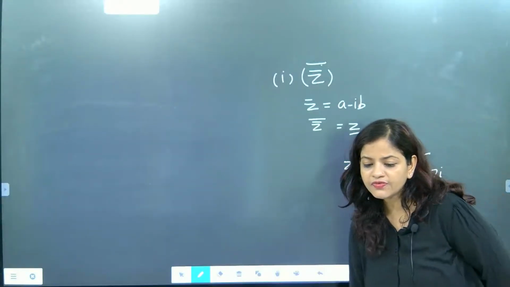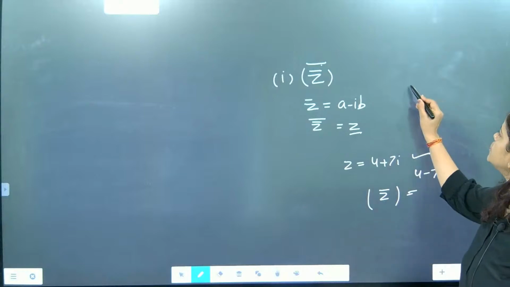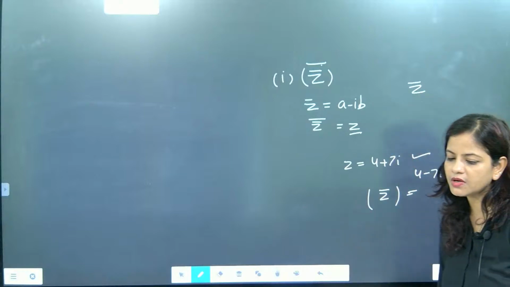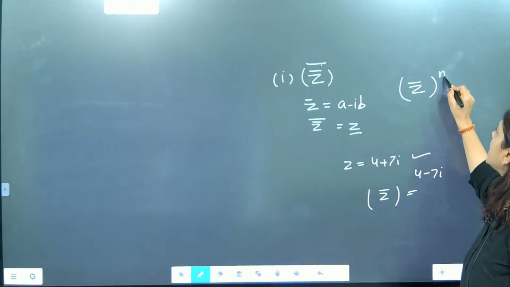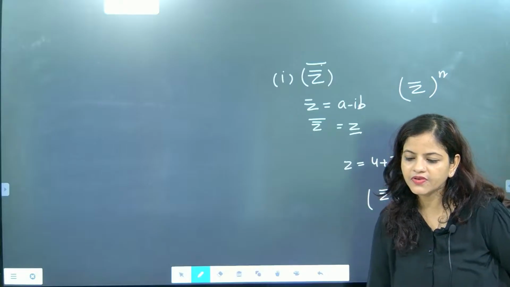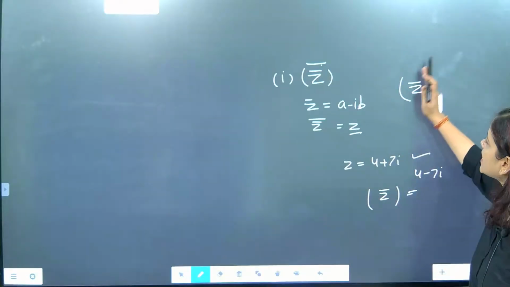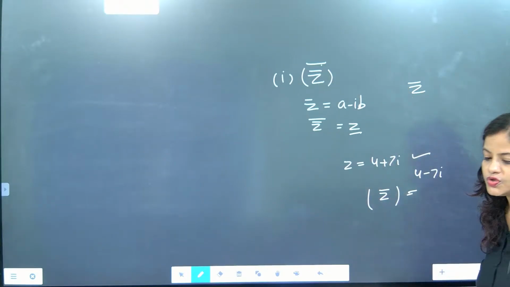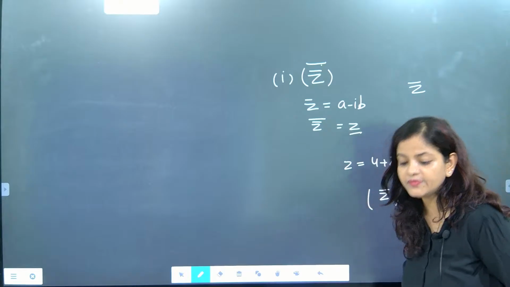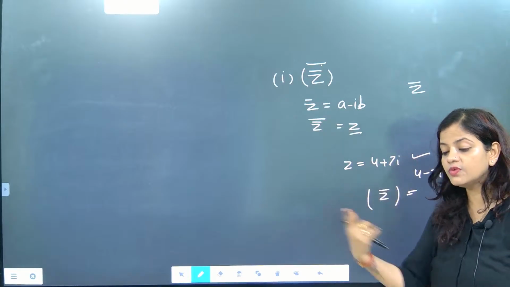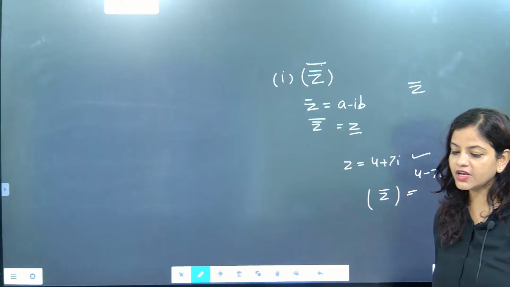Okay. And if somebody asks you the conjugate coming n times, then what answer are we going to say? Conjugate is exactly coming n times. That time, what answer are you going to give? N times. Then you need to check.